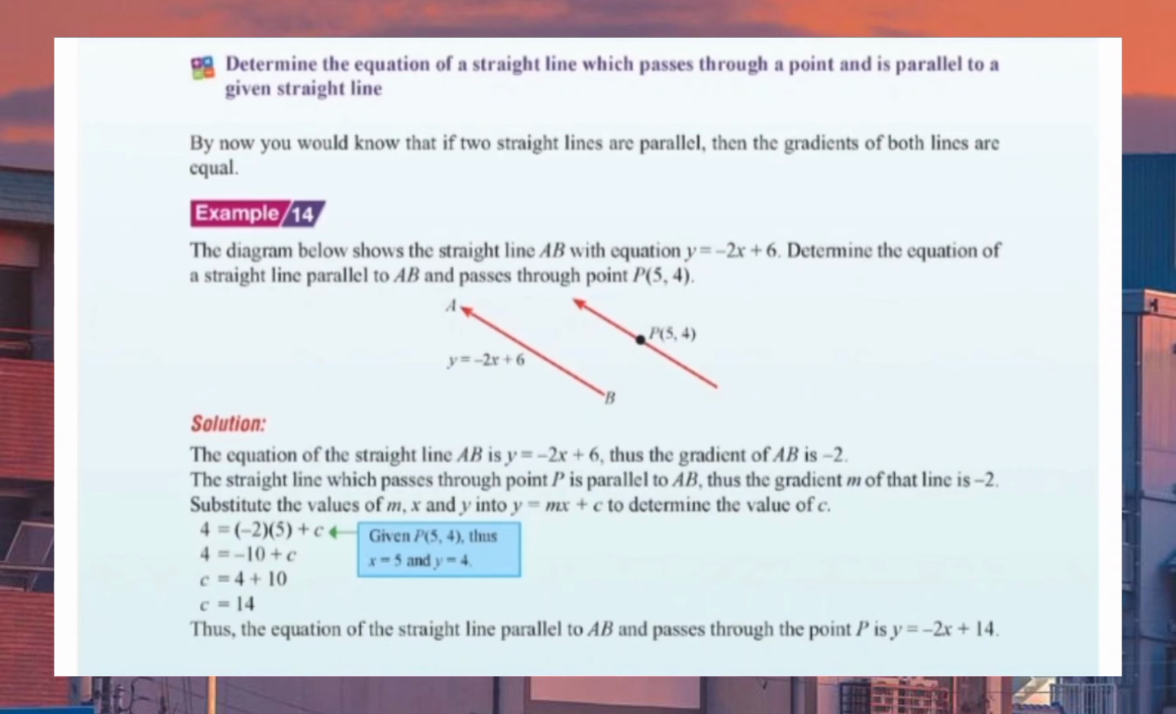So, we must replace y with 4, m with negative 2, and x with 5. So, the equation y equal to mx plus c will become 4 equal to negative 10 plus c. So, c equal to 14. Thus, the equation of the straight line parallel to AB and passes through the point P is y equal to negative 2x plus 14.